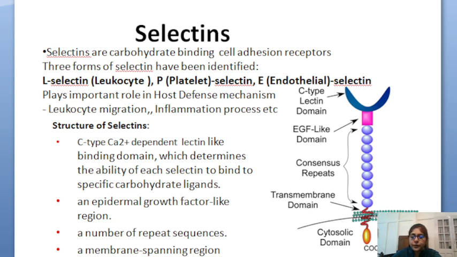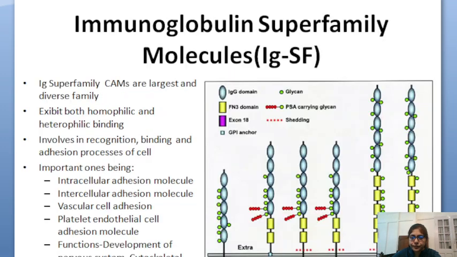Let's see the structure. It again has a long extracellular domain, and in the outermost part there is a C-type lectin domain. This C-type lectin domain determines its specificity. Then it has an epidermal growth factor-like domain. Then there are some consensus domains. Then a short transmembrane domain which is connected to the cytoplasmic domain. This is the structure of P-selectin.